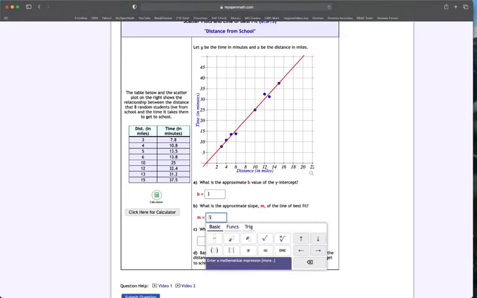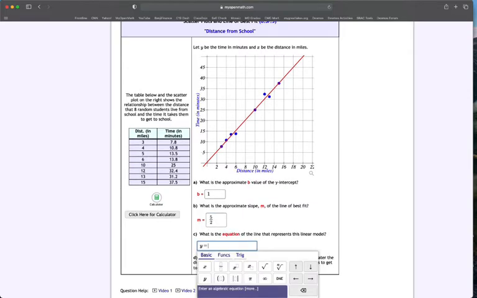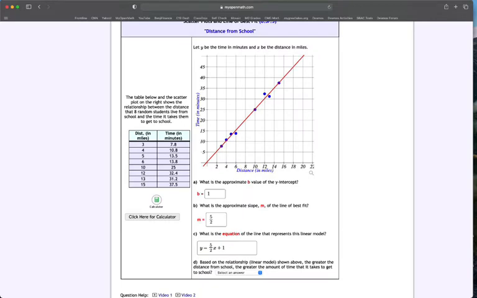And now once I have the slope and the Y-intercept, of course I can put both of those things together. And I have my linear equation that best represents that model there.